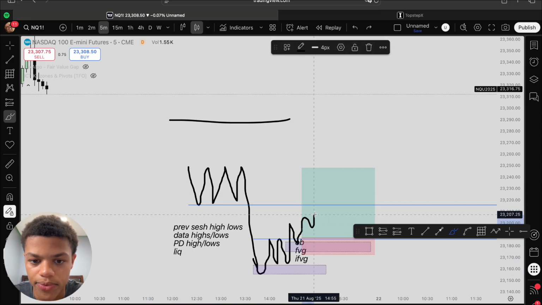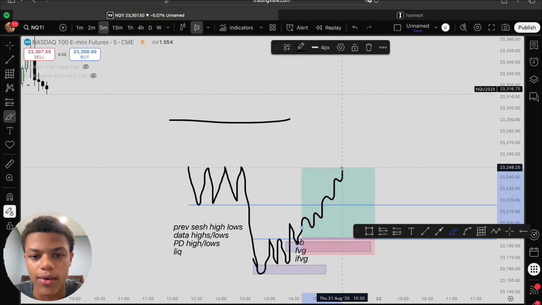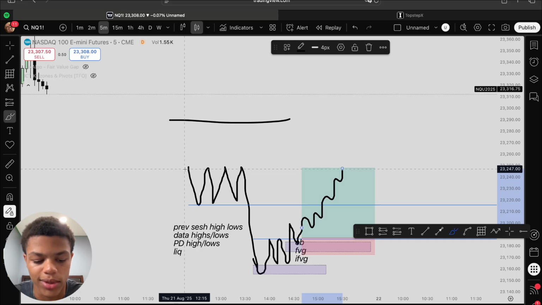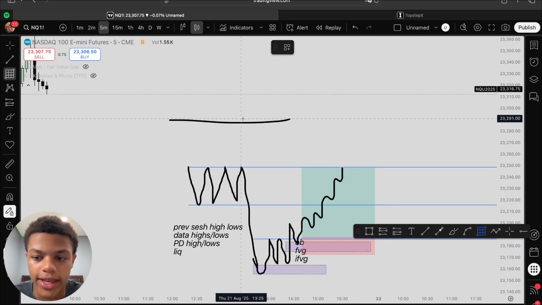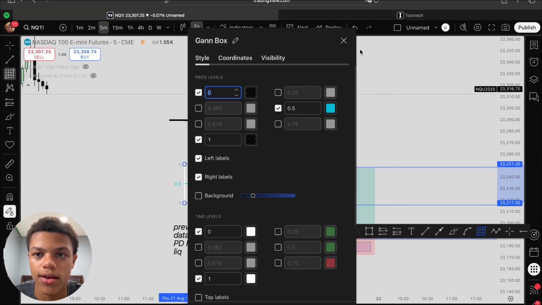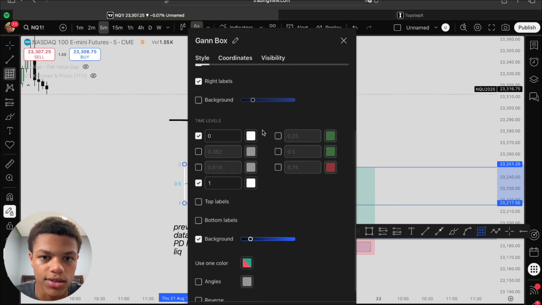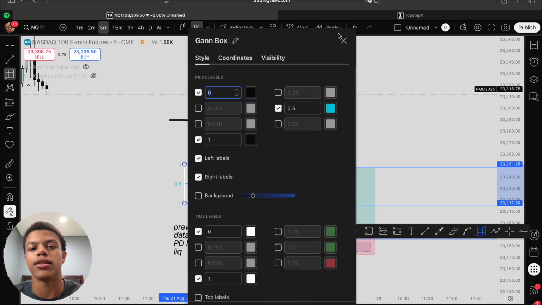So boom, boom, boom, boom, boom. All right, now we're right here. We're at the top of our accumulation zone, right? If you want to mark out the accumulation zone so it's easier on the eyes, I recommend using this tool called the Gann box, right? Gann box right there. Here are my settings. You can check that out. I feel like I already said this. I probably have already. But there you go.